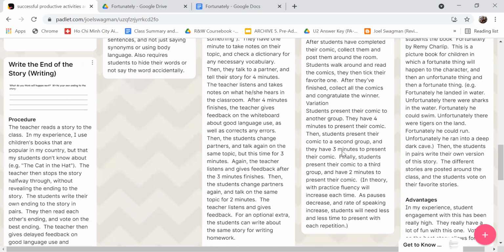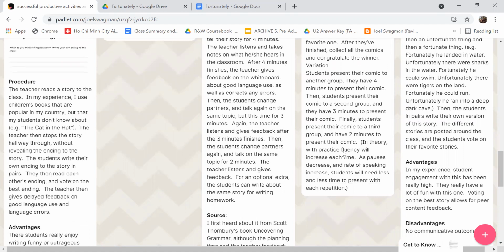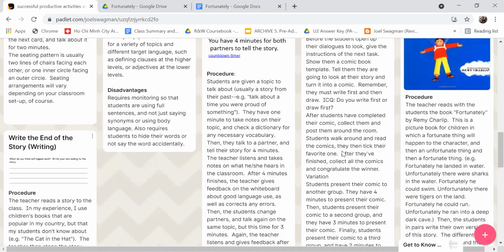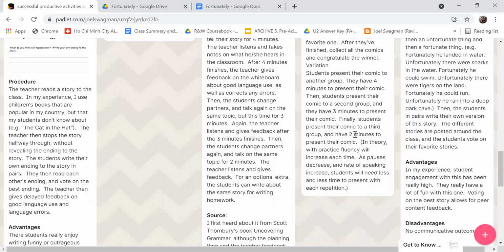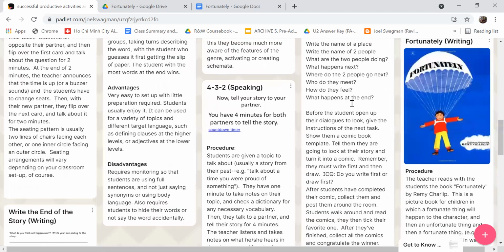I usually have students do this as a comic book or a comic panel. If you search Google, you can find comic templates, which will be a sheet of paper with different panels on it where the students can draw in the pictures and write the story. And then they can even get some speaking practice by presenting their comic to the other groups. You can have them present to several different groups with task repetition.